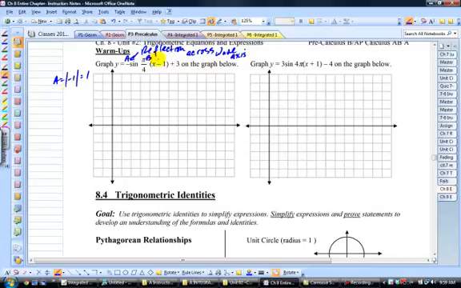This is b here. B is pi fourths. That means period is 2 pi divided by b, which is pi fourths. After you multiply by the reciprocal, the pi's cancel and you get 2 times 4, 8. So the period length is 8.